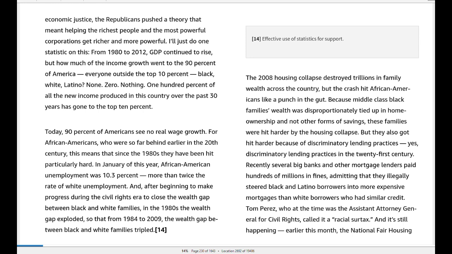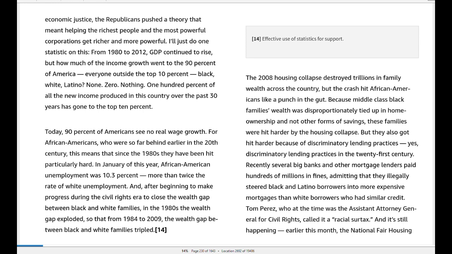Recently, several big banks and other mortgage lenders paid hundreds of millions in fines, admitting that they illegally steered Black and Latino borrowers into more expensive mortgages than white borrowers who had a similar credit. Tom Perez, who at the time was the Assistant Attorney General of Civil Rights, called it the racial surtax.